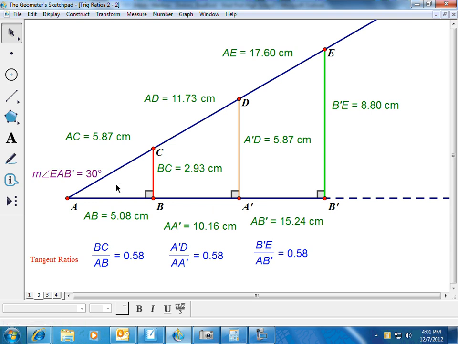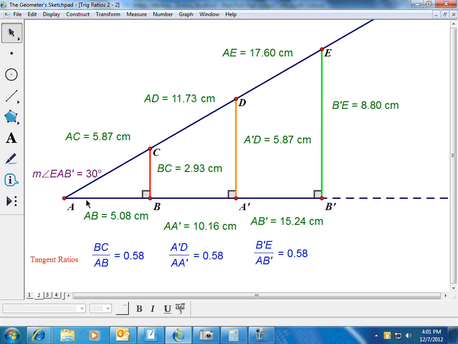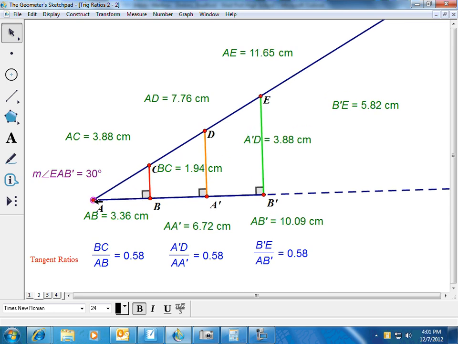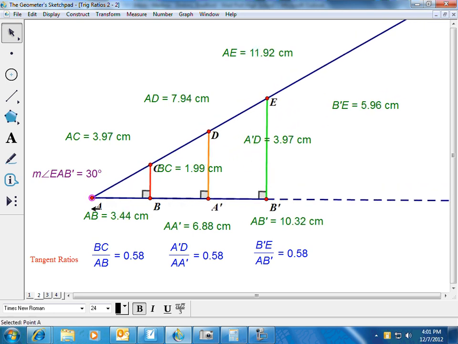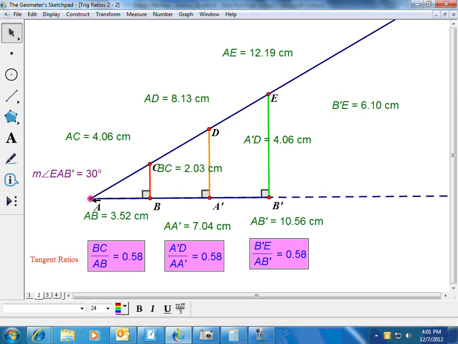But here's an example. I've got three triangles that each have a 30-degree angle. Notice the tangent ratios, that's opposite over adjacent. So for this triangle, it's BC over AB. For the other one, it's AD over AA prime. Notice their ratios are equal. It doesn't matter what size those triangles are, as long as that angle stays fixed. Notice these side lengths are changing, but my trig ratios are not.